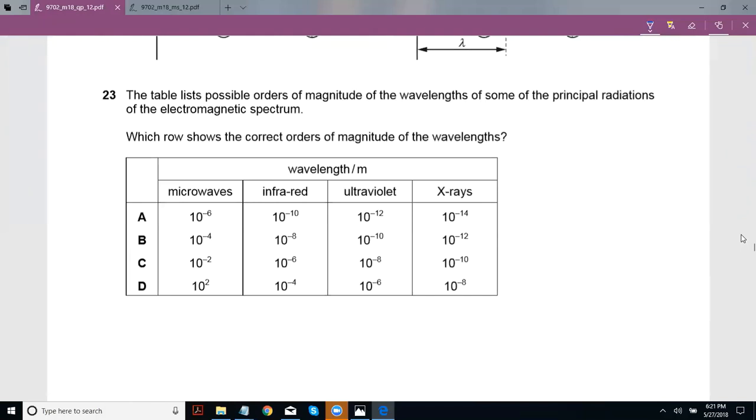23, the table lists possible orders of magnitude of the wavelengths of some of the principal radiations of the electromagnetic spectrum. Which row shows the correct orders of magnitude of the wavelengths? I hope you remember this.